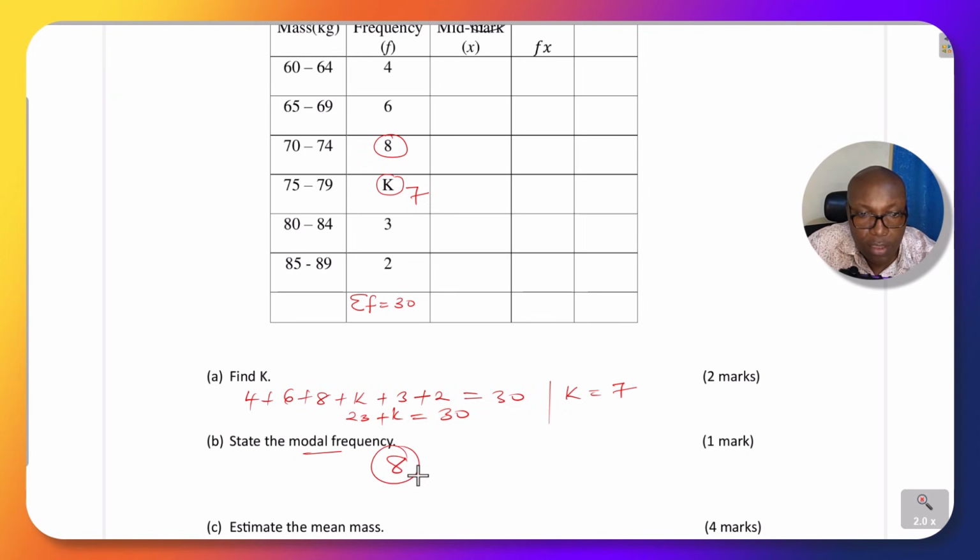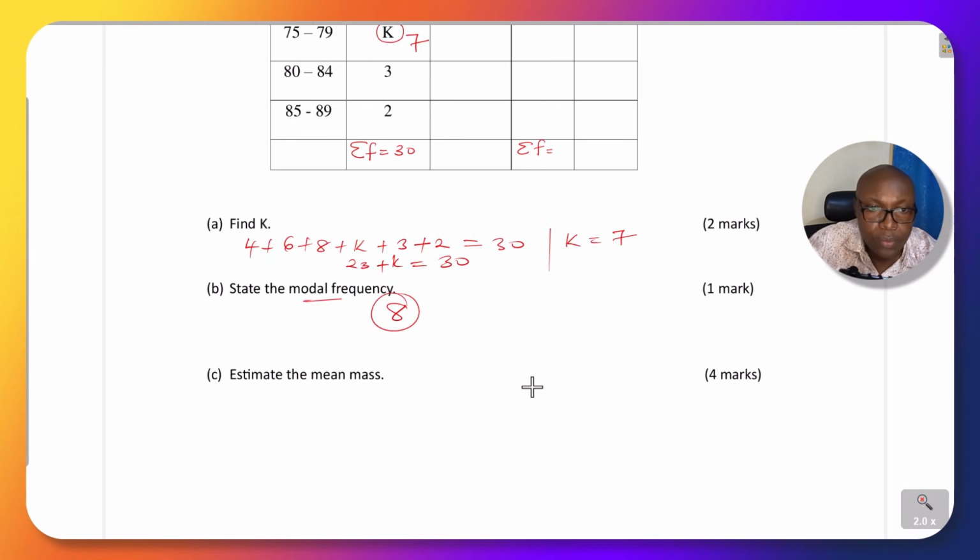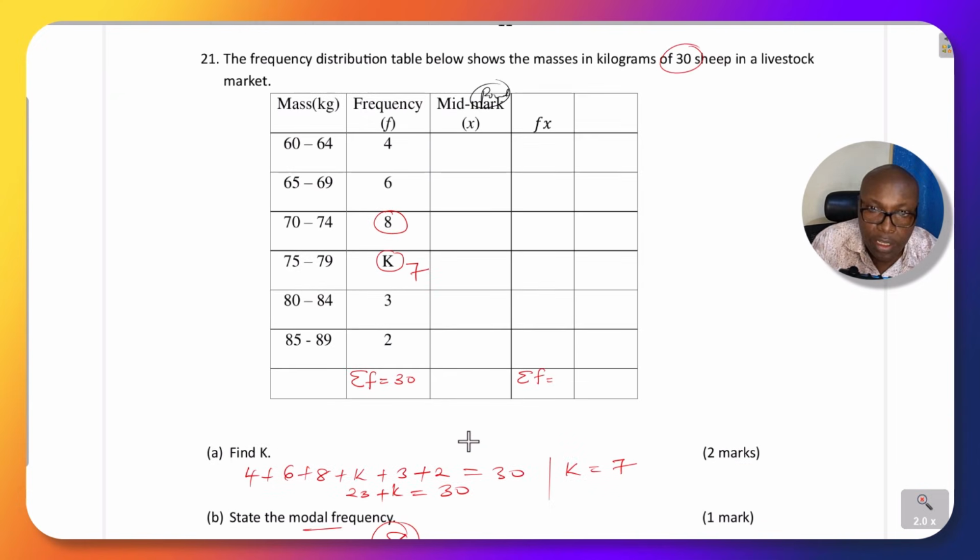Part C, estimate the mean mass. So how do we get the mean? Look at this data. This is the column that has been created there, fx. When you add everything there, you get the summation of fx. So you need to fill that column. The mean is given by the summation of fx divided by the summation of f for this particular data. So you need to fill this column and get the sum.